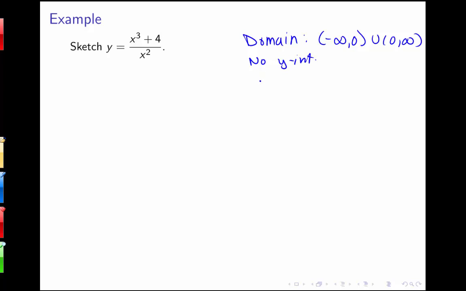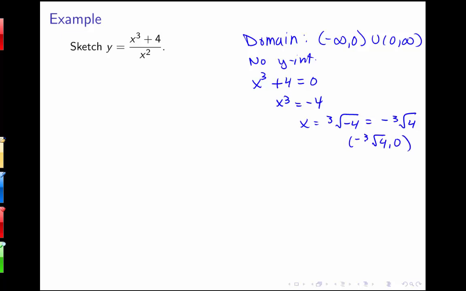In terms of x-intercepts, an x-intercept would occur where that numerator is equal to 0. So if I solve that, I get that x would have to be the cube root of negative 4, which would be the same thing as negative 1 times the cube root of 4. So I have this x-intercept as one of my points. Okay, so let's look at some asymptotes of this function. So what about vertical asymptotes? Well, there is a point where the function is not defined. It's not defined at 0.